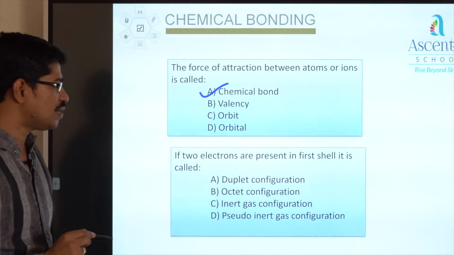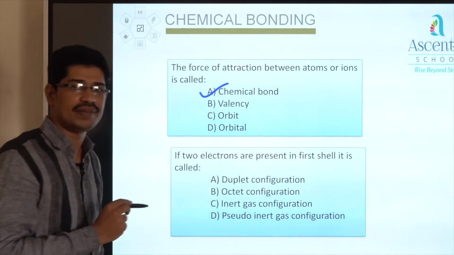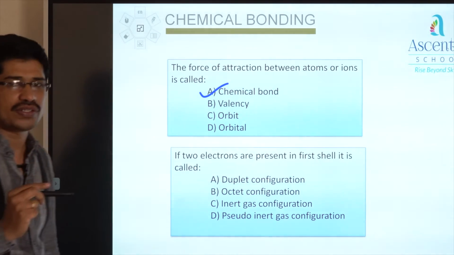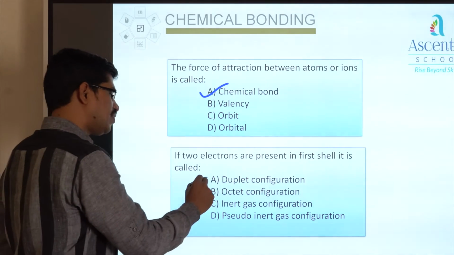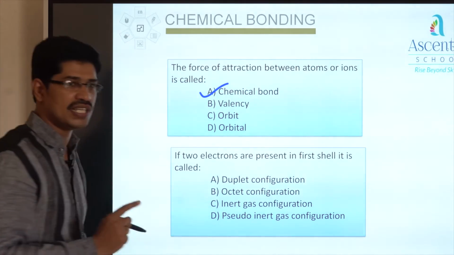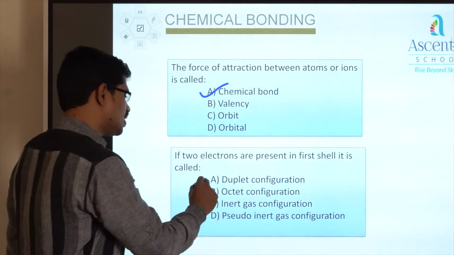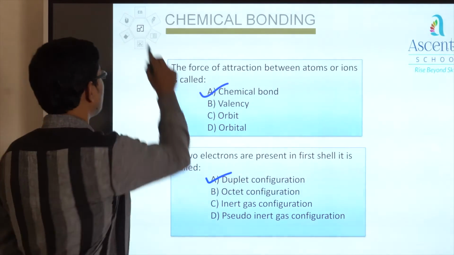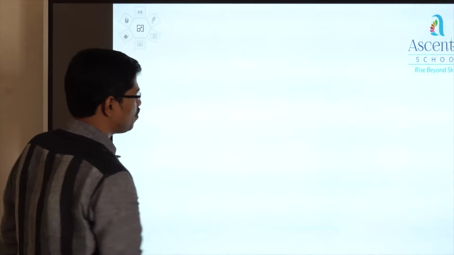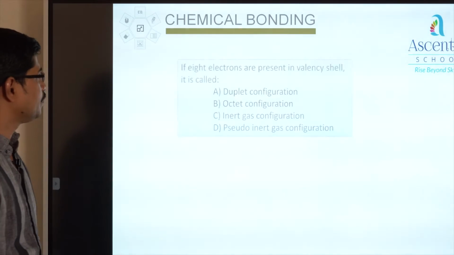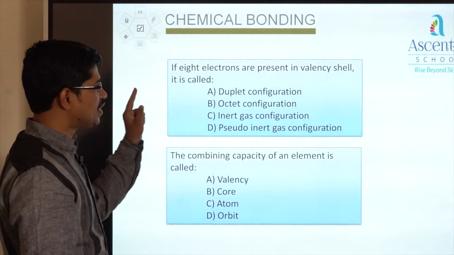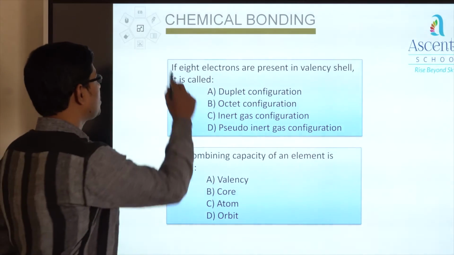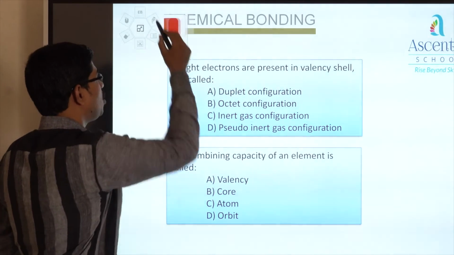Just now we have discussed duplet electronic configuration and octet electronic configuration. The maximum number of electrons which can be accommodated in the first shell is 2 electrons. So when 2 electrons are present in the first shell, it is called duplet electronic configuration. We shall see a few more questions related to this. If 8 electrons are present in the valency shell, it is called octet electronic configuration.